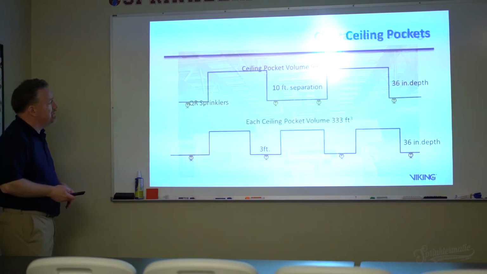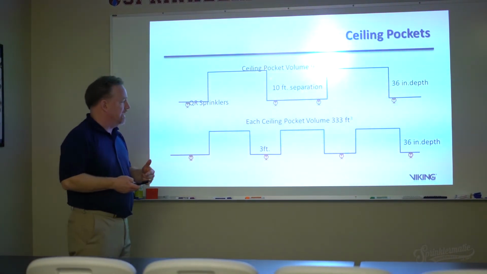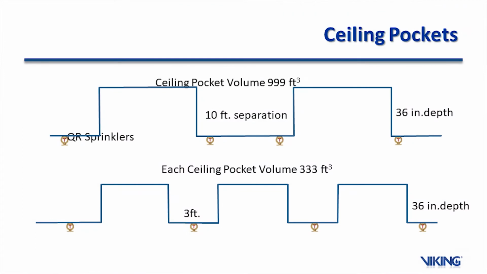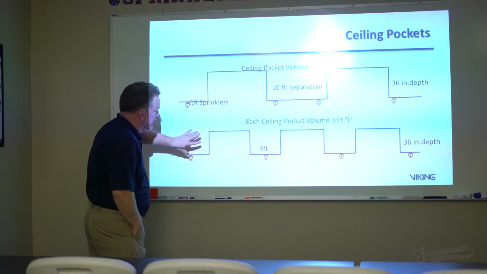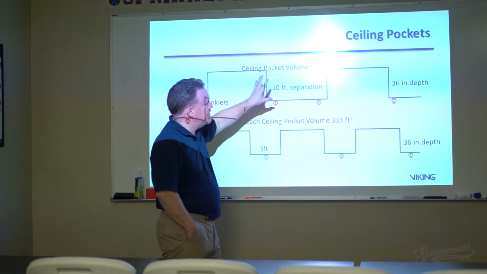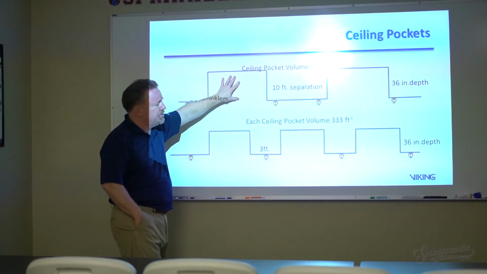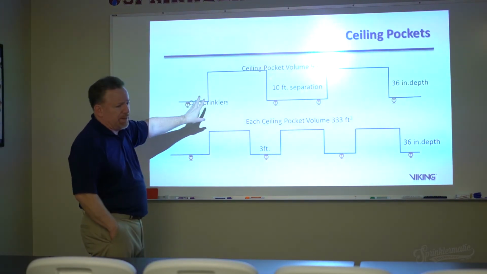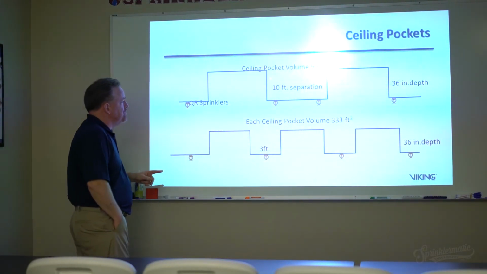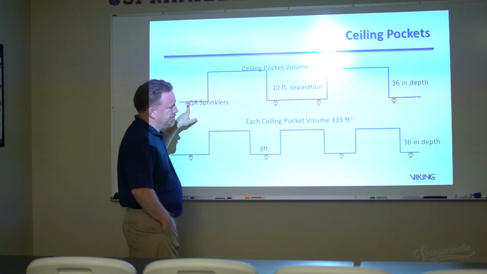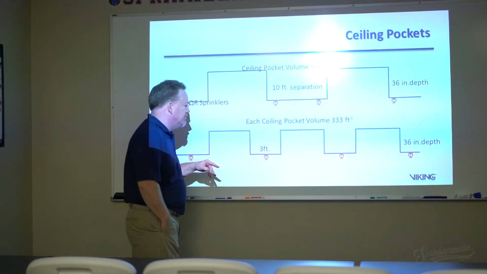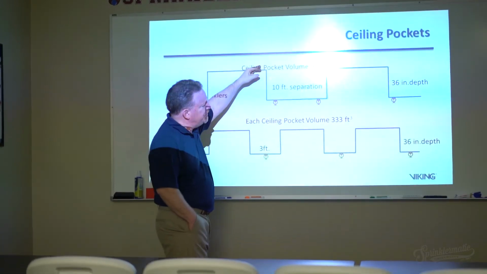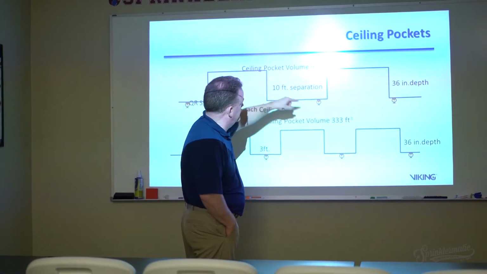All right, clearance to storage. We said this before, 18 inches. Now I want to talk a little bit about ceiling pockets. Now, this is light hazard occupancies, okay? Quick response sprinklers. In each of these cases, you can eliminate sprinklers from the ceiling pocket based on a couple of different rules. First of all, you have to have quick response sprinklers, which in light hazard is easy enough. Second of all, you can't have any more than 3 feet in depth, 36 inches in depth.